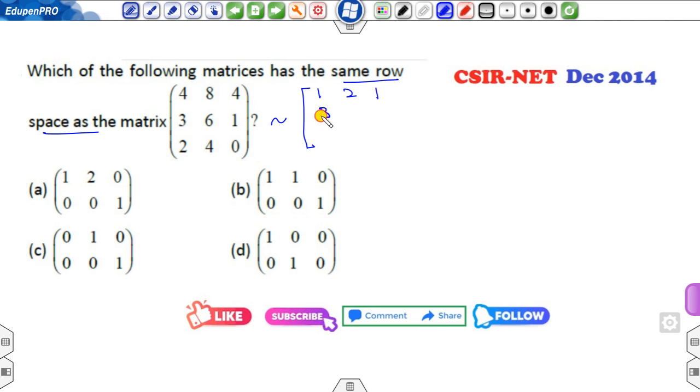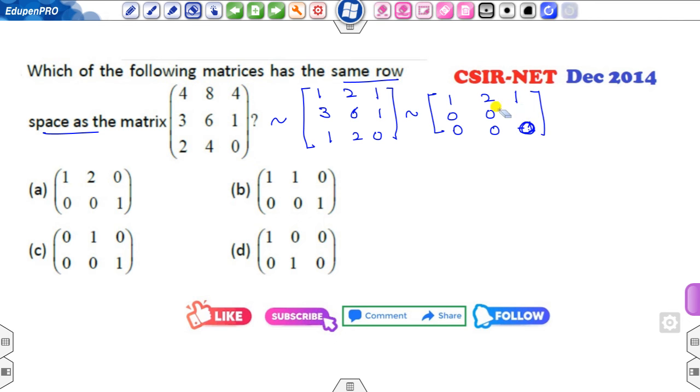1 2 1 3 6 1. I can also divide this by 2. Fine. I can multiply by 3 and subtract, 0 0 minus 2, and I can subtract this number, 0 0 minus 1. Based on this, I can make them 0, and I can divide this by minus 2, it will be 1. I can use R1 minus R2 to make this a 0. Now this is my row reduced echelon form.